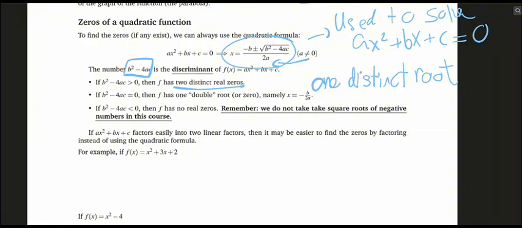Well, if the discriminant is negative, we cannot take the square root of a negative number in this class. We have already established that. There is no such thing as a square root of negative 1 or a square root of negative 4. Lo and behold, what do we mean by this?